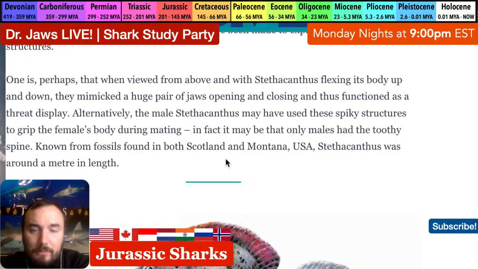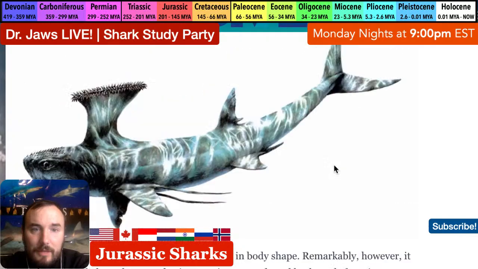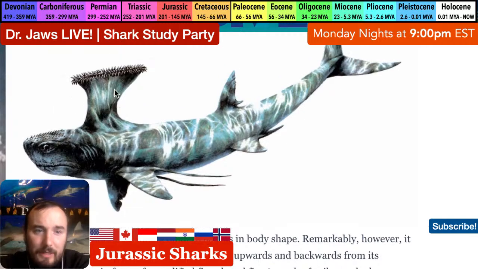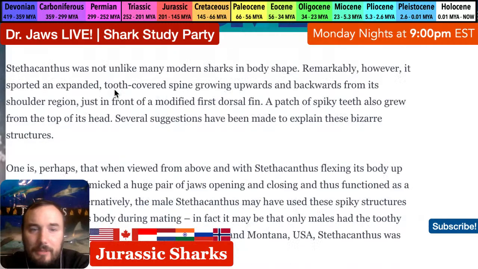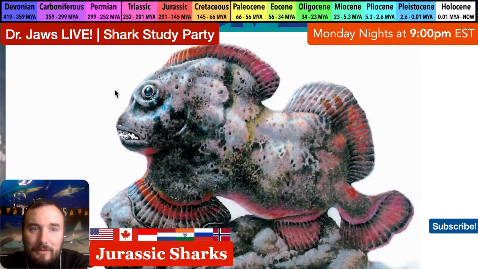Known from fossils in both Scotland and Montana, Stethocanthus was around 1 meter in length. So, really kind of a wild looking animal. And the idea that the shark's head and dorsal fin could clamp together into this weird jaw structure, I don't think that's what's going on, but it's a really cool idea. I think it's more related to mating, probably. But the lump. So, who is this?